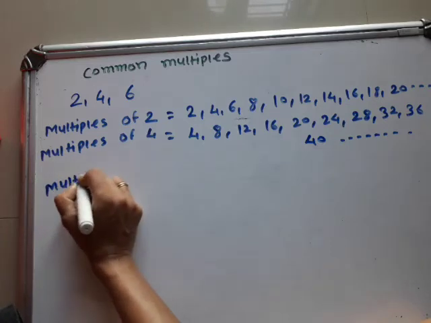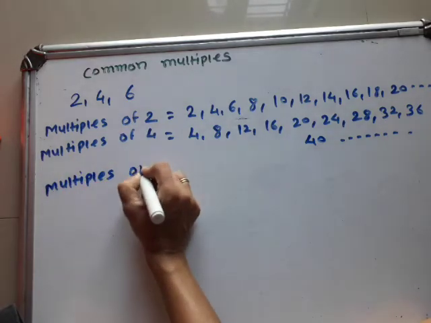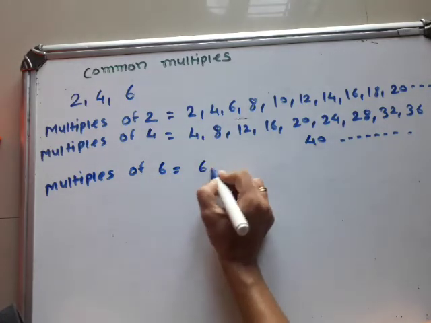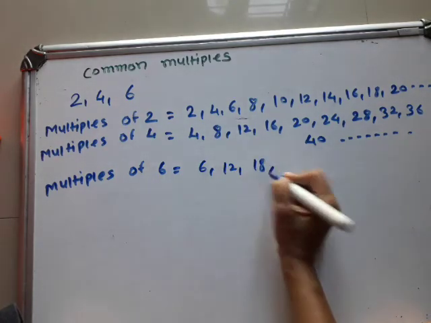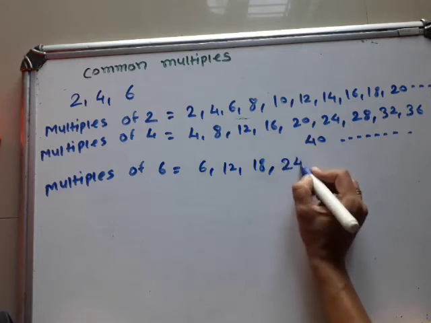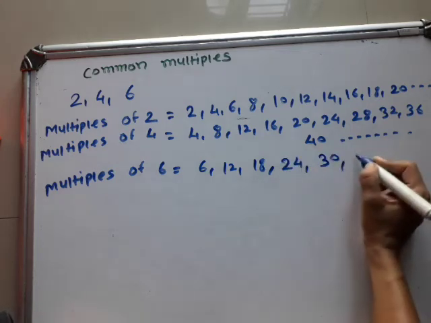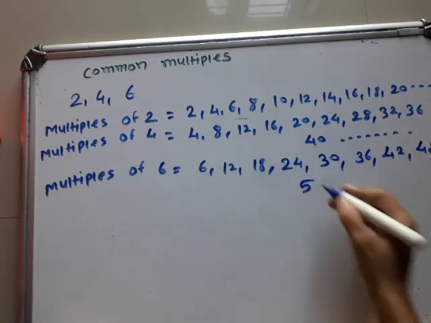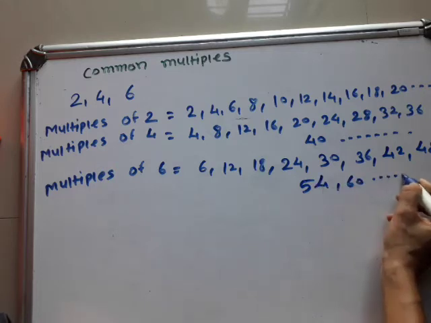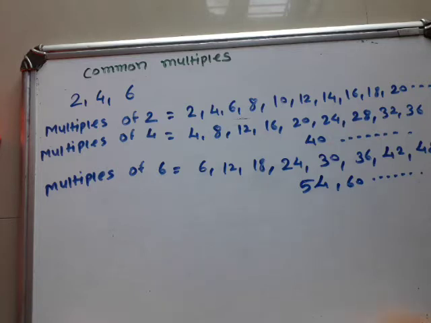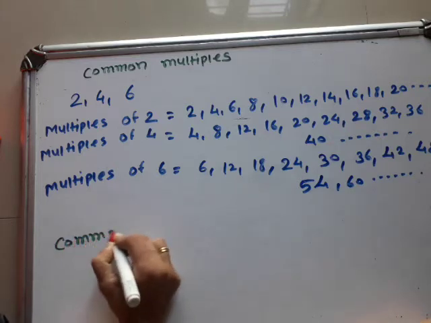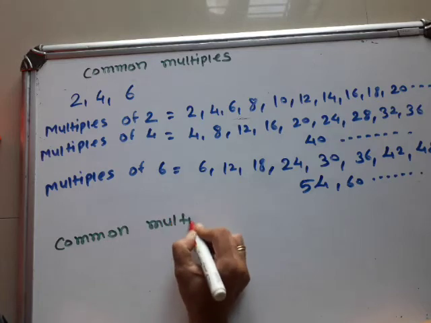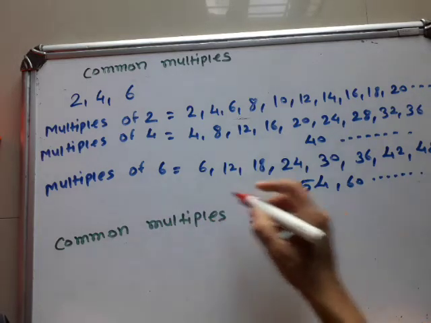Then multiples of 6: 6, 12, 18, 24, 30, 36, then 42, 48, 54, 60 and so on. Now you have to find the common multiples. Which are the common multiples?